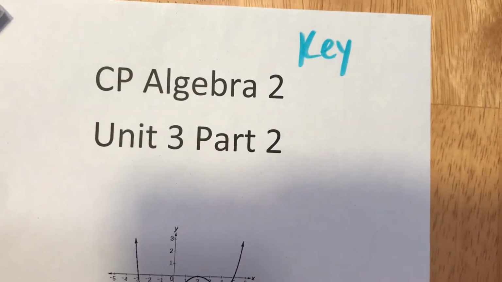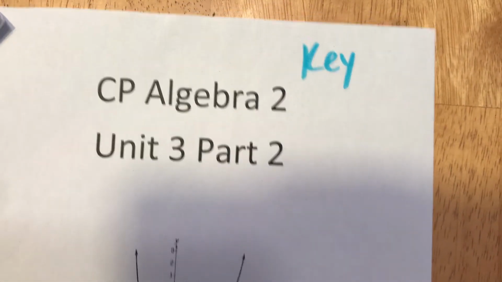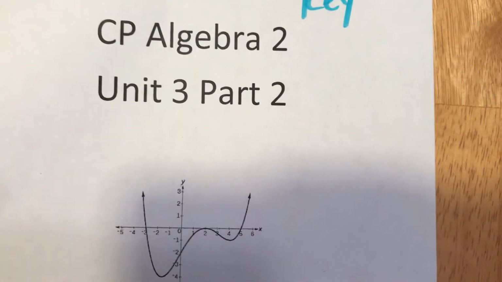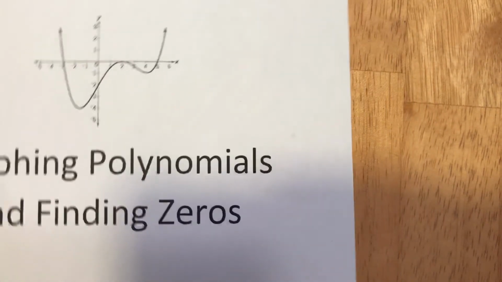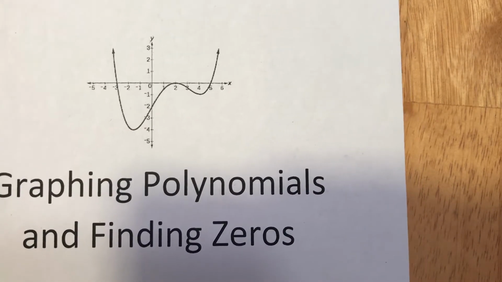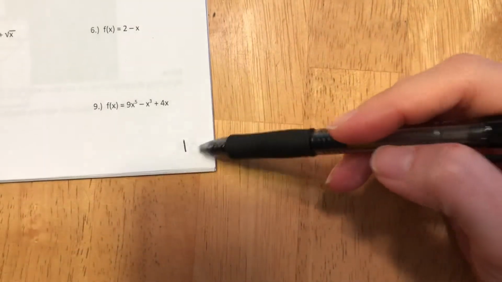Hi guys, today we are beginning our lesson on this packet. It says Unit 3, Part 2. Now we're going to begin graphing polynomials and finding all of the zeros and tying it all together with the graphs. So today I just want to talk about the properties of graphs. I'm on page 1 of the packet.